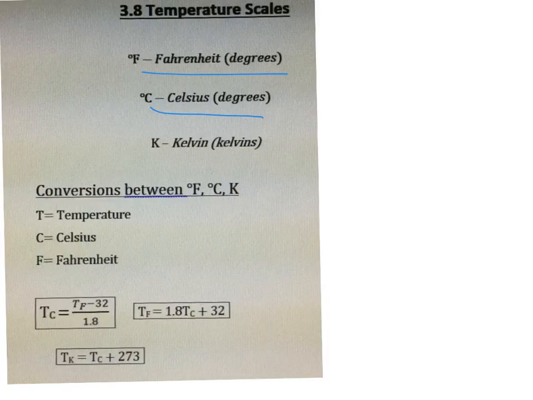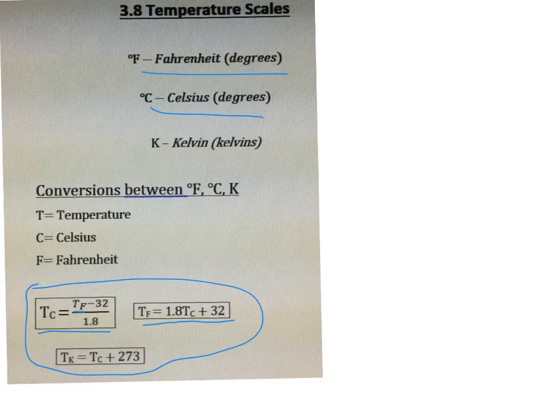So we do have formulas to convert between the temperatures. First formula, if you want to convert from Fahrenheit to Celsius, you just take the Fahrenheit temperature, subtract 32, and then divide by 1.8. If you want to convert Celsius into Fahrenheit, then you multiply 1.8 times the Celsius temperature, and then add 32. And for Kelvins, Kelvins is probably the most straightforward. You just take the Celsius temperature and add 273.